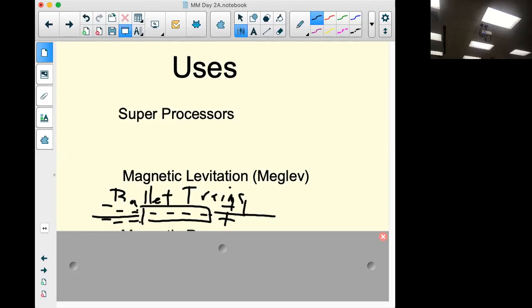What will happen is we put positive charges in front of it and negatives behind it. It will get pushed, and literally it's off the track, slightly off the track.